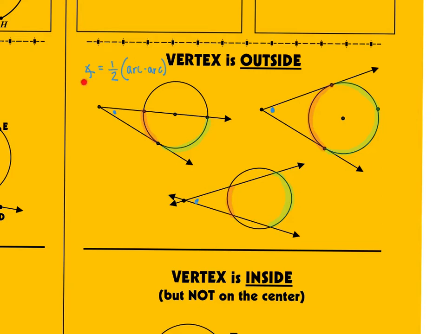And then to find the angle, we take 1/2 of the difference of the two arcs. So to find this angle here, it's going to be 1/2 of this arc minus this arc. To find this angle here, it's going to be 1/2 of this arc minus this arc. And then to find this angle here, it is going to be 1/2 of this arc minus this arc.